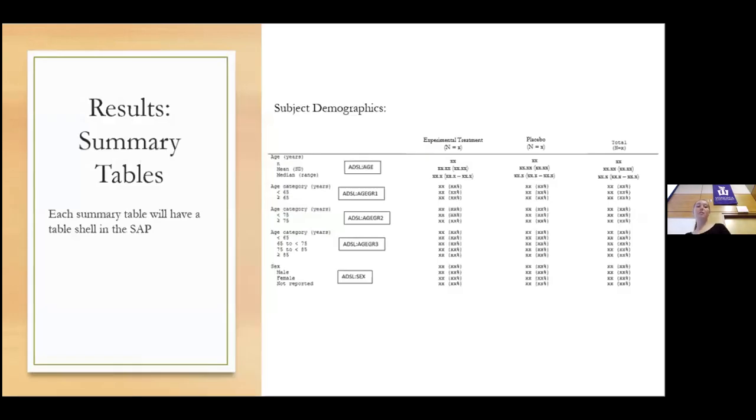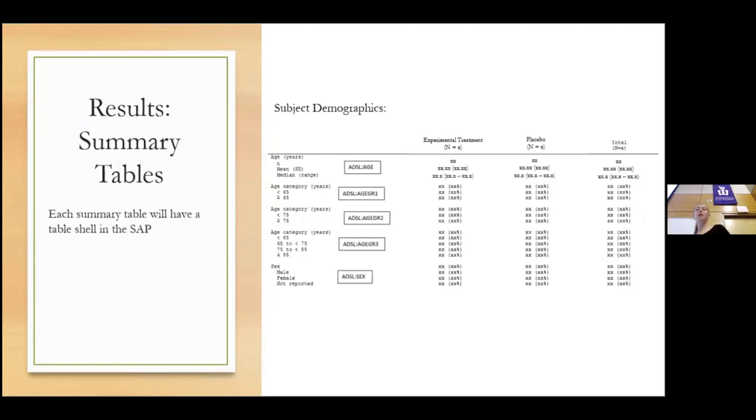So then summary tables. Each of the summary tables will have a table shell in the statistical analysis plan. So this is just an example of a subject demographics table. They just have the empty columns, and then you obviously fill them with your program.